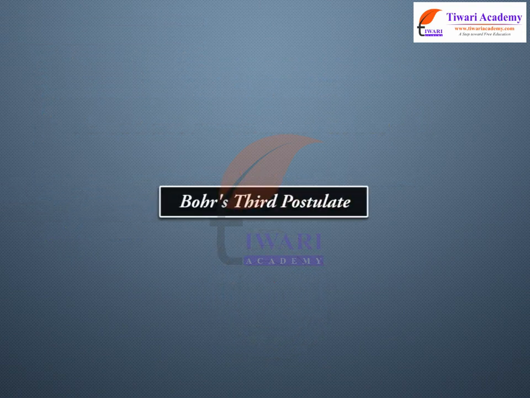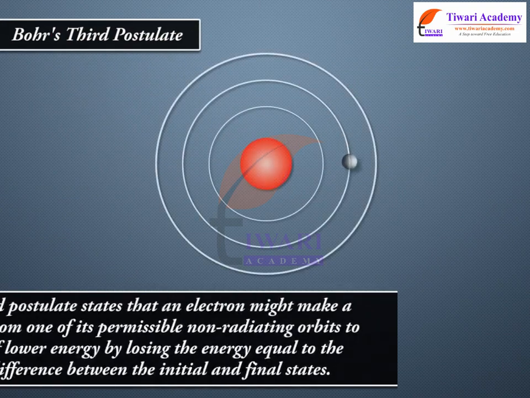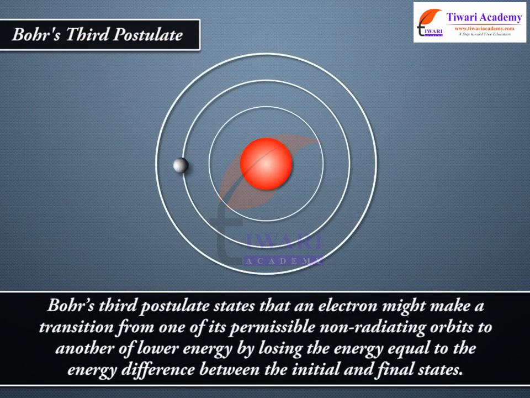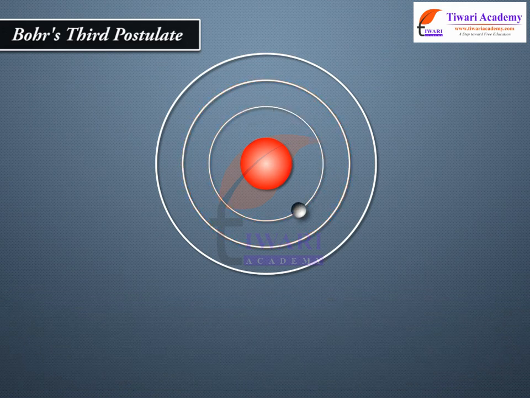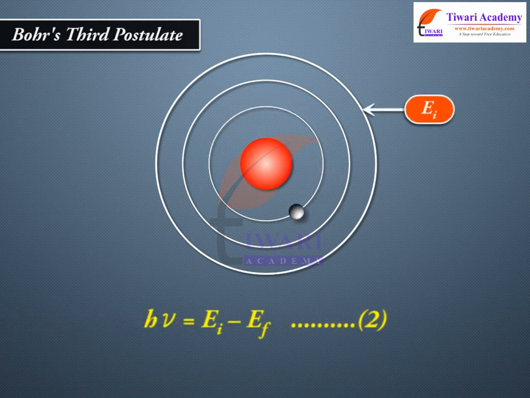Bohr's third postulate. Bohr's third postulate states that an electron might make a transition from one of its permissible non-radiating orbits to another of lower energy by losing the energy equal to the energy difference between the initial and final states. The frequency of the emitted photon is then given by h nu is equal to Ei minus Ef, equation 2.